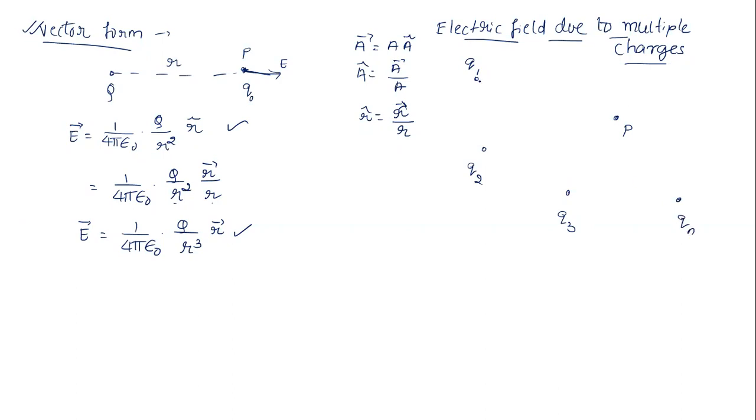Qn, the nth charge. So the distance between the first charge and the point P where we need to find the electric field is R1. The distance from the second charge is R2. The distance from the third charge is R3. And the distance from the nth charge is Rn. Now we need to find one by one. I'm going to take a different color now.